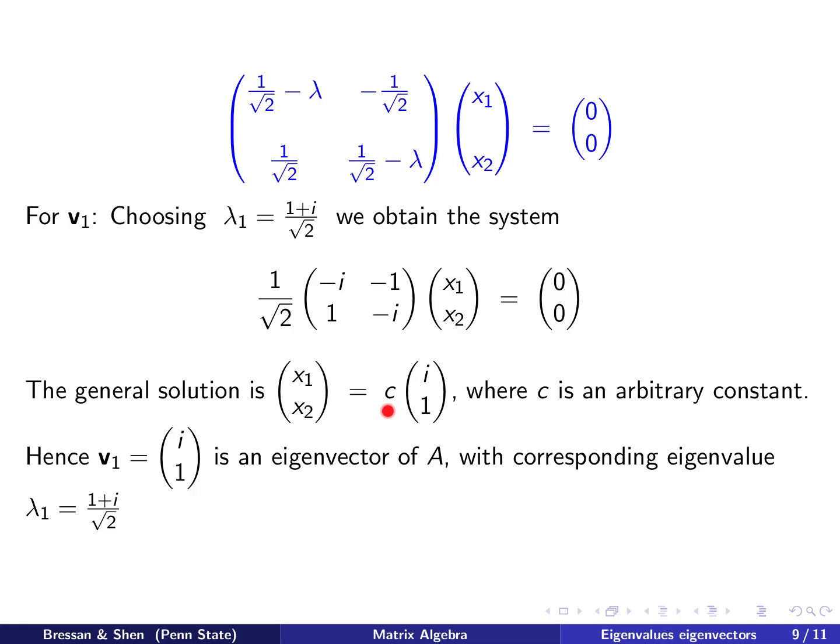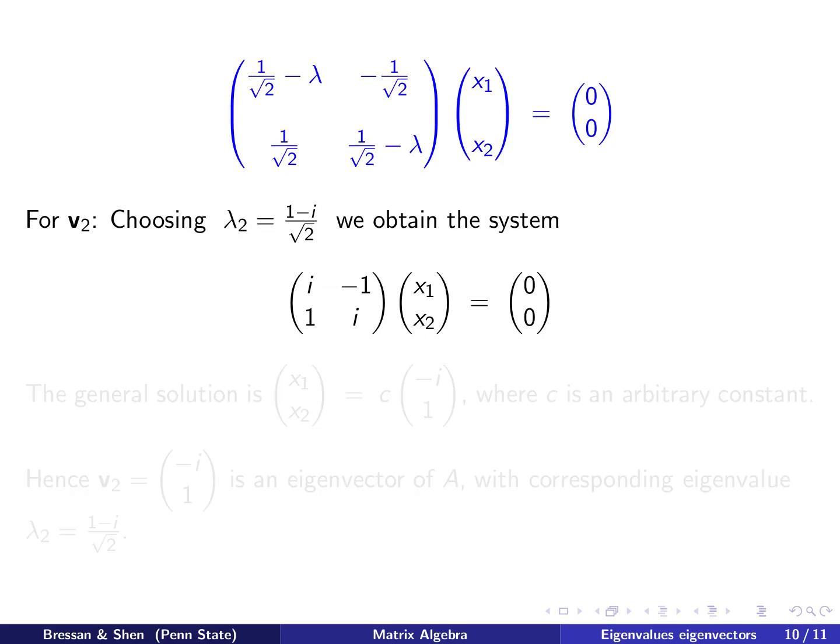Okay, so c is an arbitrary constant, and therefore this is an eigenvector. So that's v1. And this will be the eigenvector corresponding to the eigenvalue lambda 1. And we note that lambda 1 is a complex number, and the eigenvector v1 here also contains complex numbers.